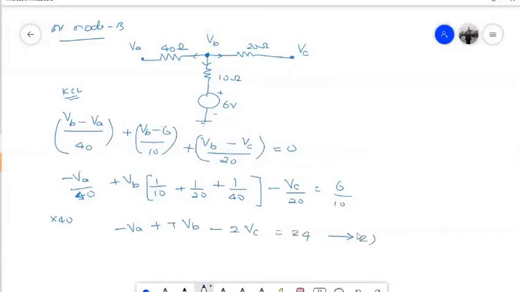Now we have two equations. Now you see here we are trying to find VA, VB and VC. If you want to solve simultaneously and find them, we require at least 3 equations. Now let me write the equation at node B, so we will have a sufficient number of equations to solve and find VA, VB and VC.